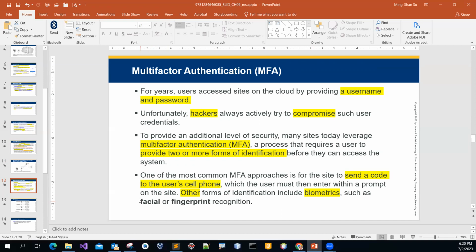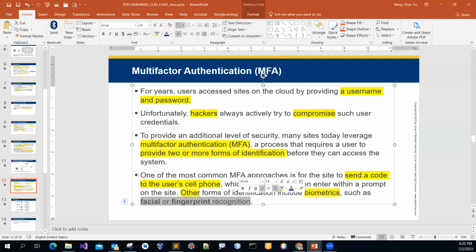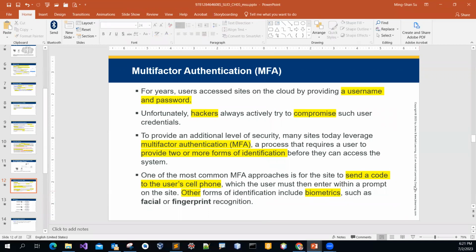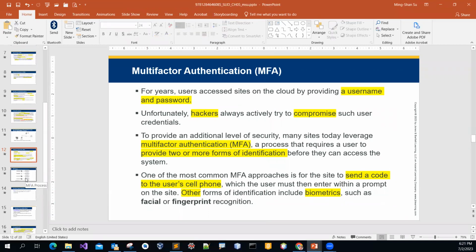For me, sometimes when I try to log into some account, my iPhone provides a facial recognition feature, so I don't need to type in the password to log into a certain account or website at all.